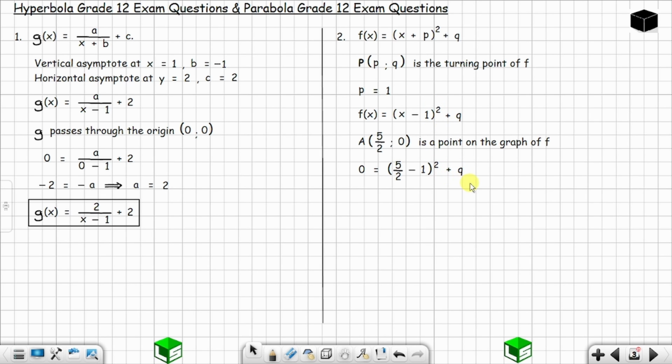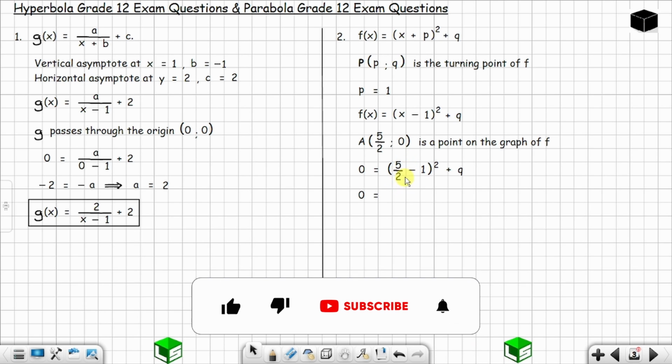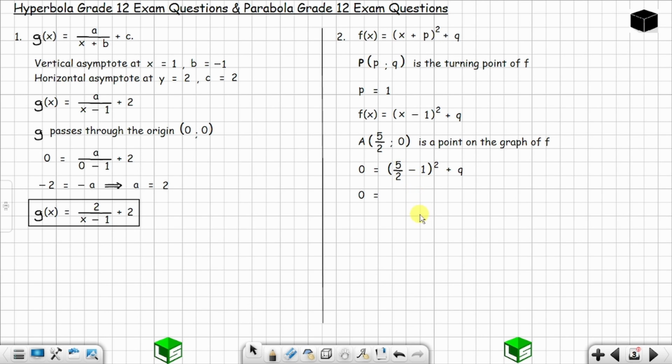Okay, so you can carry on. You have 0 is equal to, this is 2.5, right? 5 over 2 is 2.5, minus 1, you have 1.5. 1.5 is the same as 3 over 2. Let me say that again. This is 2.5. 2.5 minus 1 is 1.5. 1.5 is the same as 3 over 2. 3 over 2 squared is 9 over 4. I hope you understand that. If you don't understand, you can use your calculator, but you shouldn't get used to a calculator.